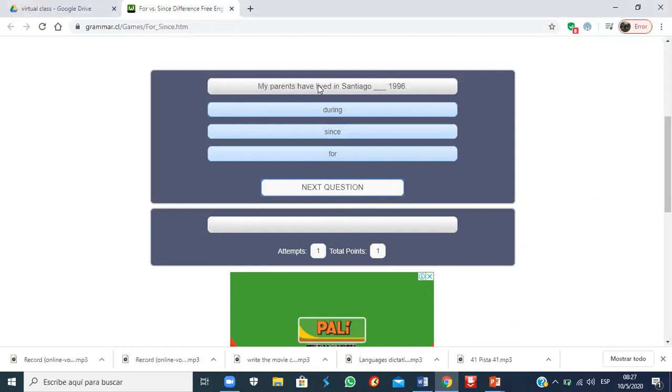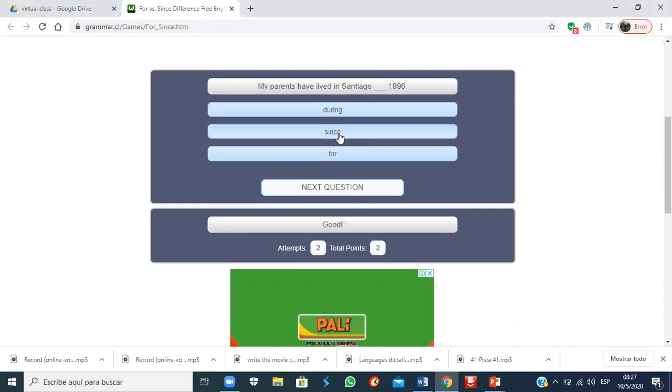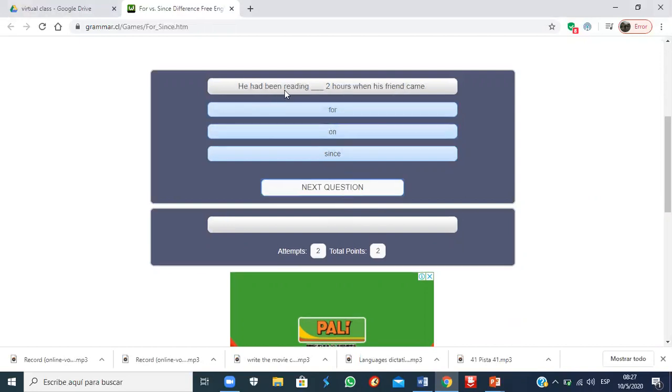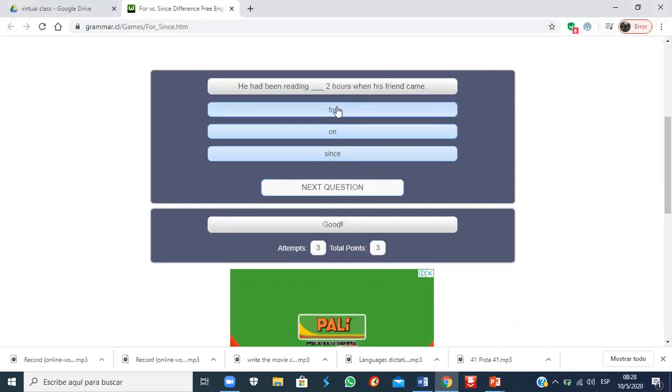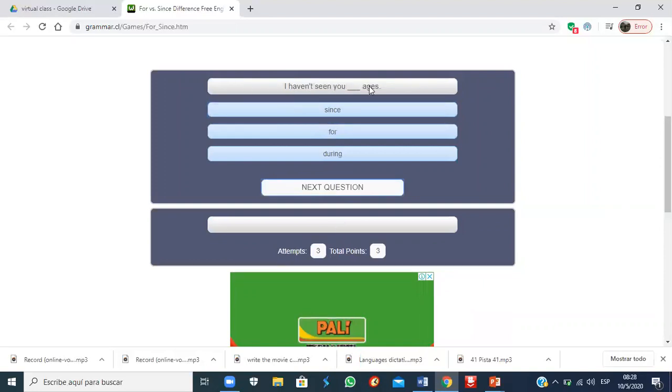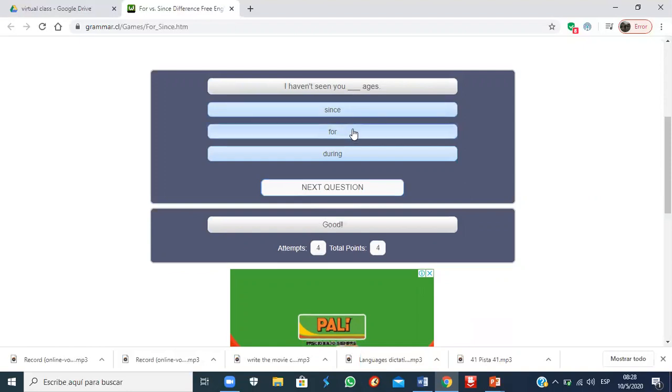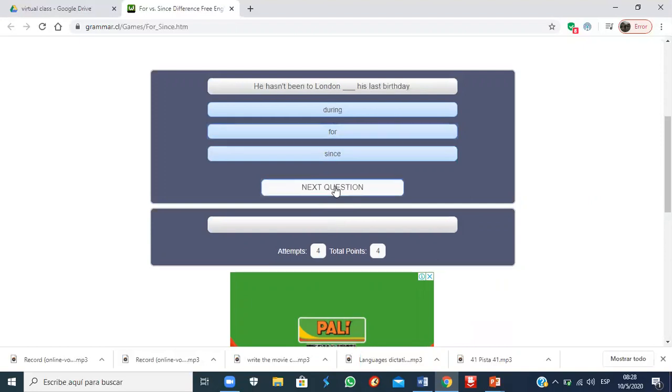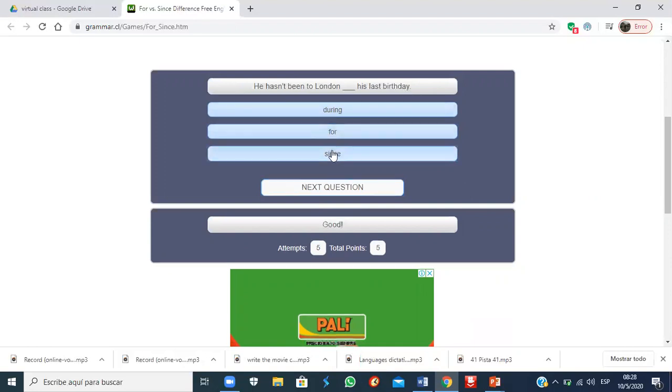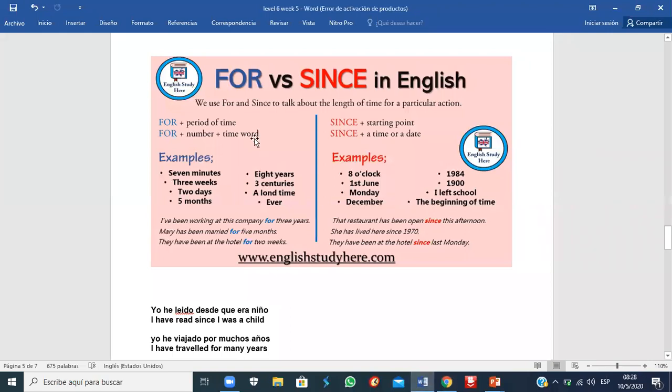The next one, my parents have lived in Santiago. The starting point, comenzaron a vivir en 96, so since 1996. Then, he has been reading for, ha estado leyendo por 2 horas. So the duration. I haven't seen you for ages. What about this? No lo he visto por años. Okay? And finally, he hasn't been to London. No ha estado en Londres desde su último cumpleaños, desde ese punto en el pasado. So, since his last birthday. That's the situation that we need to take into consideration with for and since.